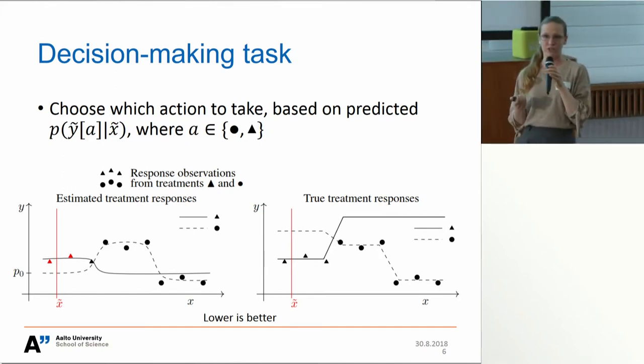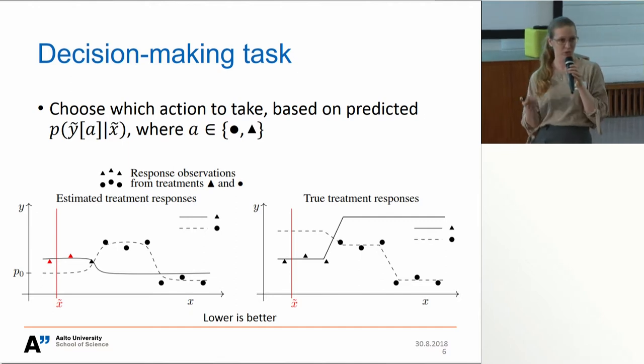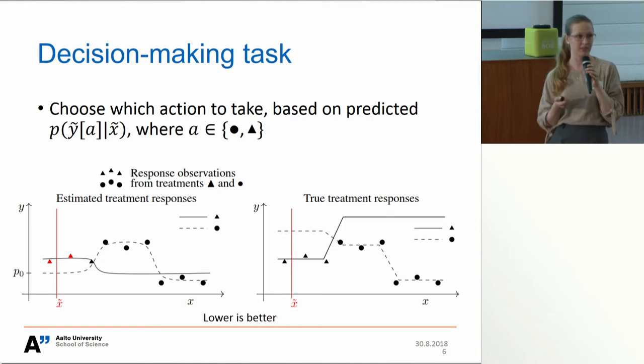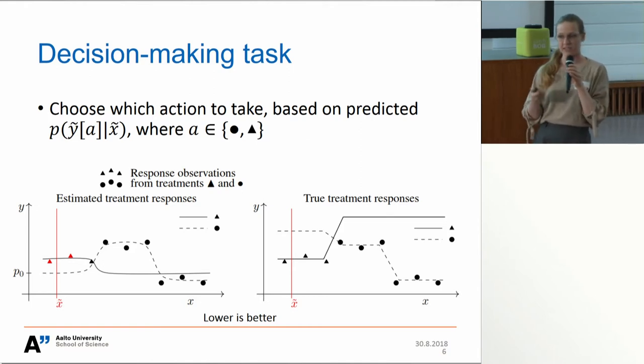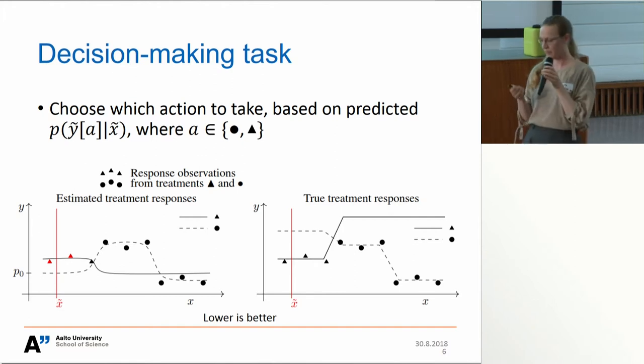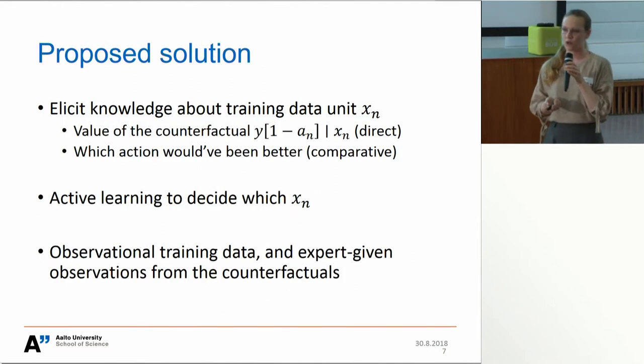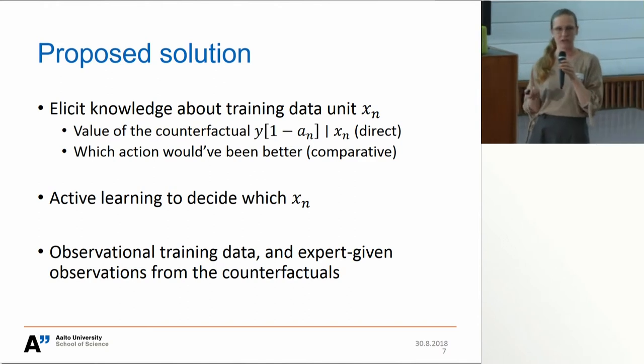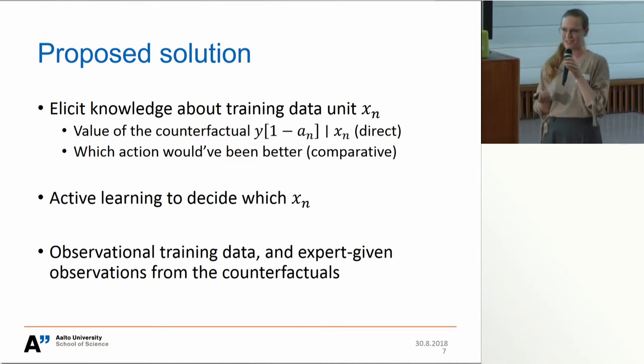And we want to solve this by including doctors' or other experts' knowledge into the model, and preferably interactively, so that while the doctors are making these treatment decisions, they could also interact with the system. So our proposed solution is to elicit some kind of knowledge about the previous patients, because then we would know what would have happened to them if they got treated with a circle treatment, for example.